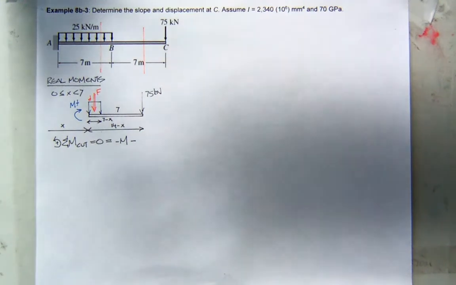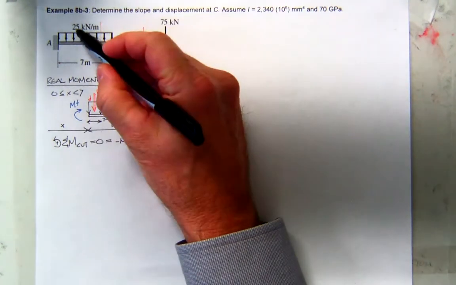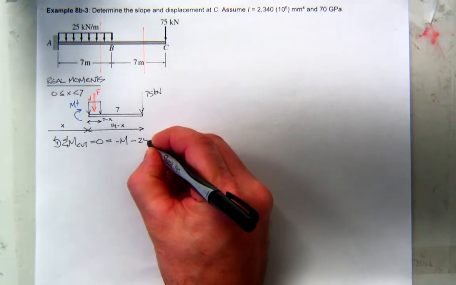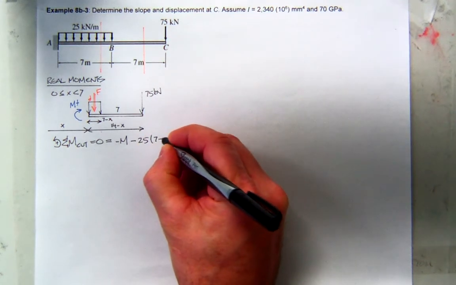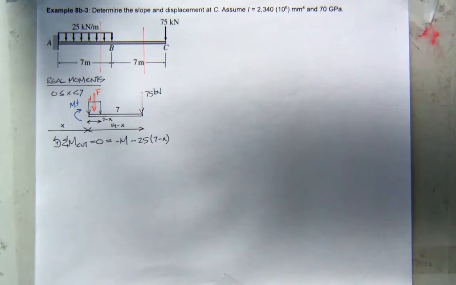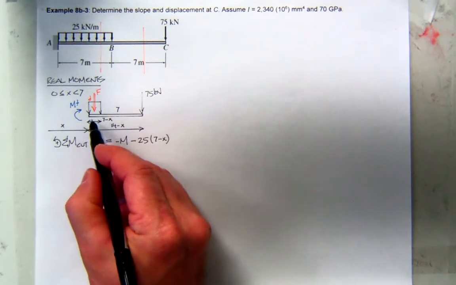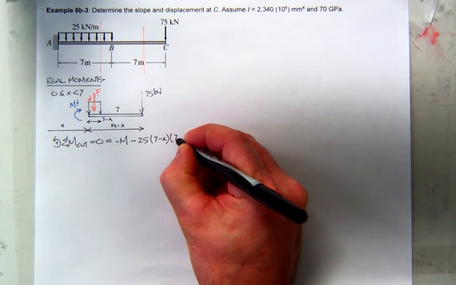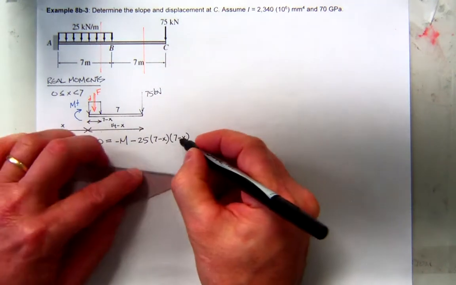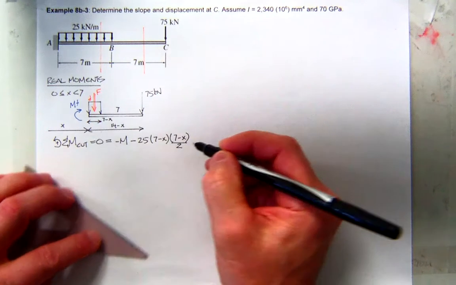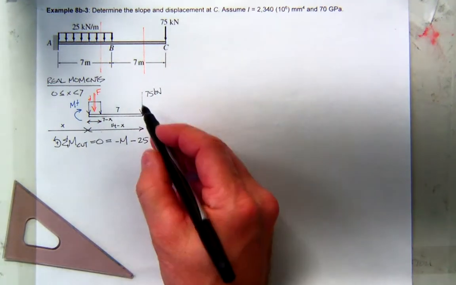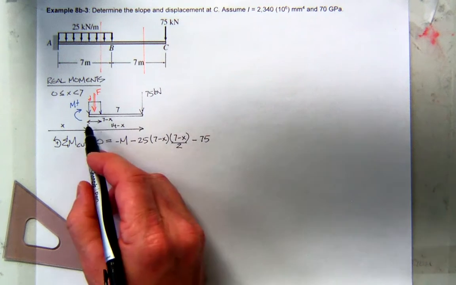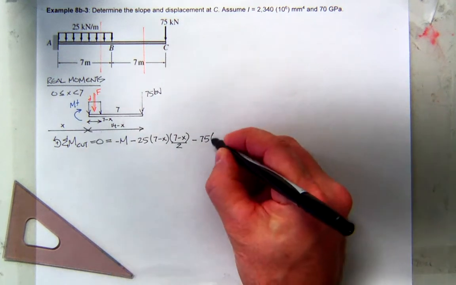What is the force? Well, it's 25 kilonewtons per meter times that distance, so it'll be 25 times 7 minus x. That's the force. And then what's the distance d? Well, it's this distance divided by 2, which again is 7 minus x, except it'll be divided by 2. And then out here on the end, there's the 75. And what's the total distance to there? 14 minus x.